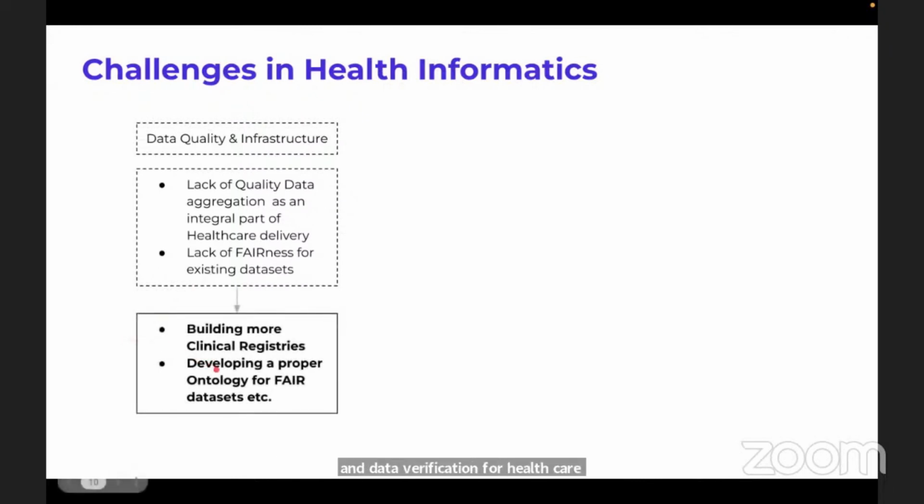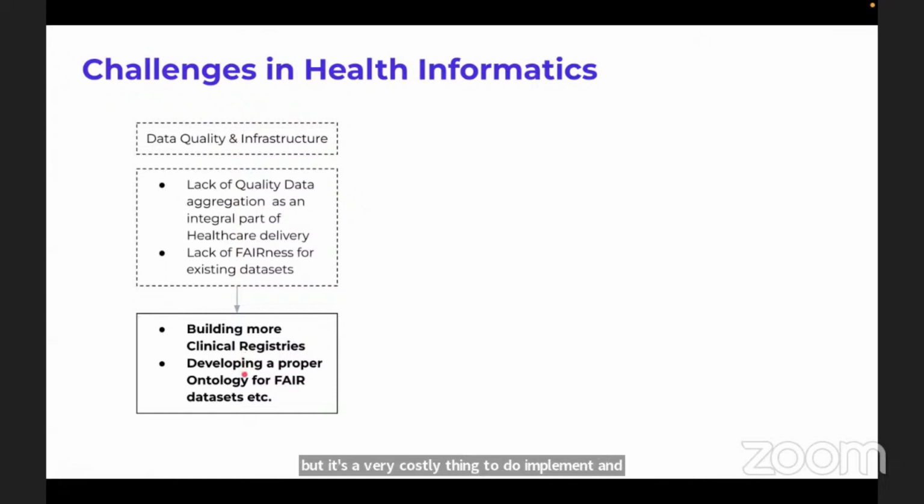There are solutions. So the first solution is building more clinical registries. So clinical registries are actually pre-planned data records. So it's not that you are providing healthcare and you are capturing data as a secondary thing. Rather, capturing data is your primary goal, and in the course of data capture, you also provide healthcare. But it's a very costly thing to implement and maintain.